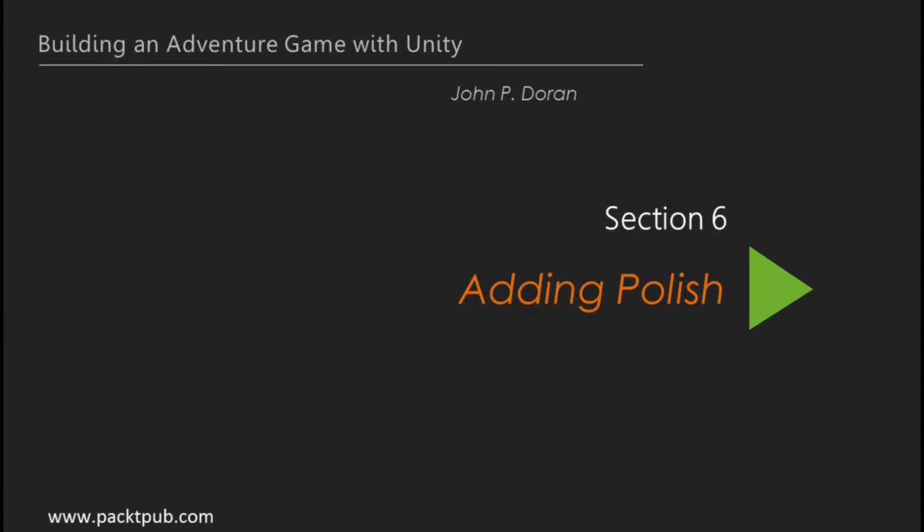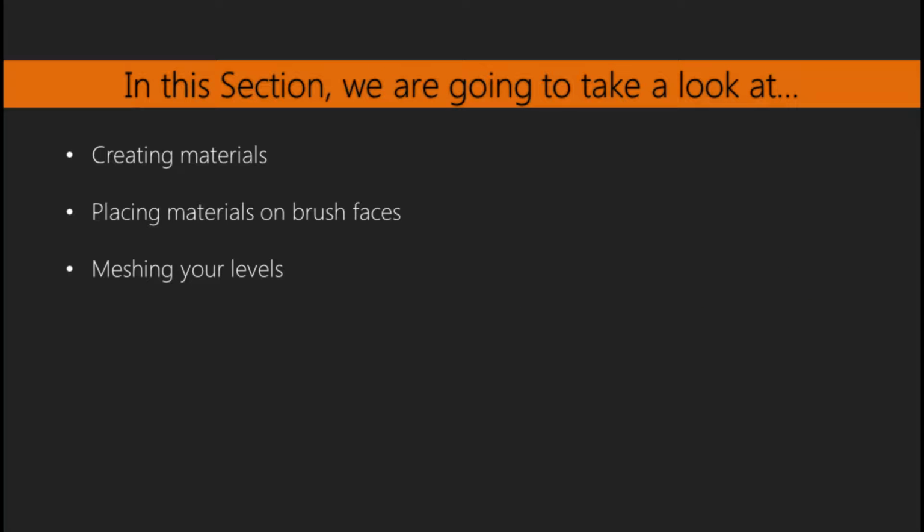Now that we know how to build levels, let's learn how we can add polish once we're getting ready to ship our title. Over the course of this section, we're going to take a look at how to create materials, how to place materials on brush faces, as well as how to mesh our levels to make it a more believable environment. So with that, let's get started.